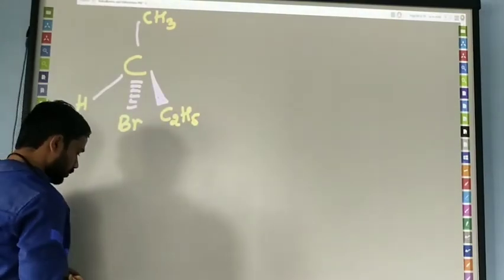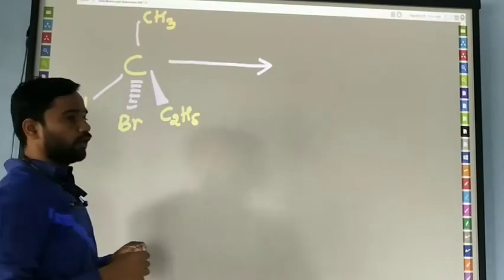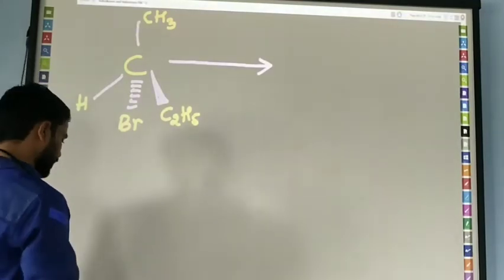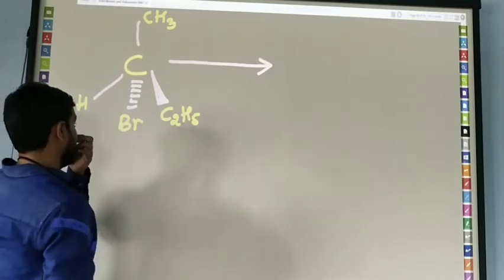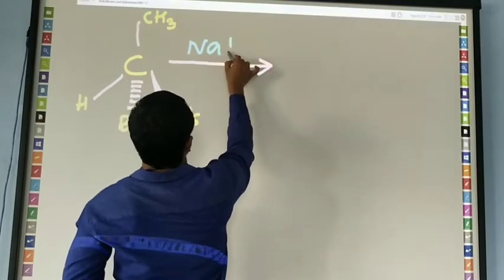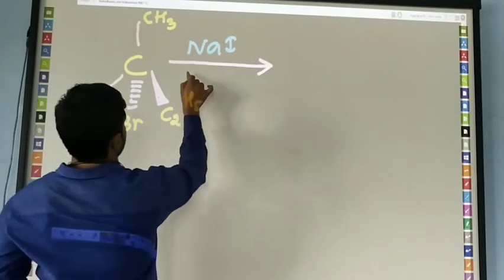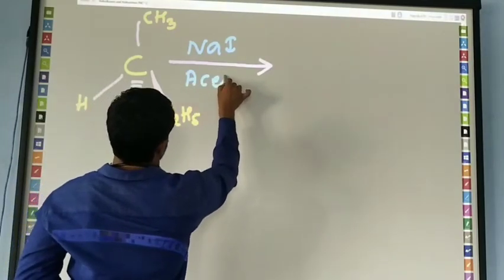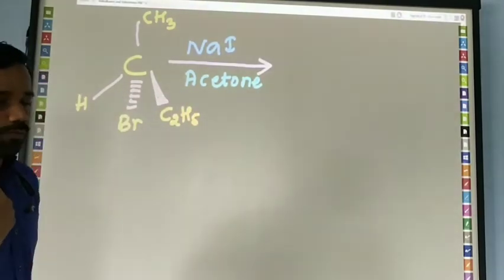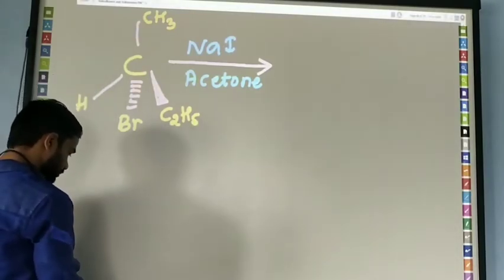Let's go with the first step. Which is the first step here? We have to attack a nucleophile in a polar aprotic solvent. I am considering sodium iodide as our nucleophile salt. With respect to the solvent, we consider acetone, or you may take DMF or DMSO. You can take whichever one you like.